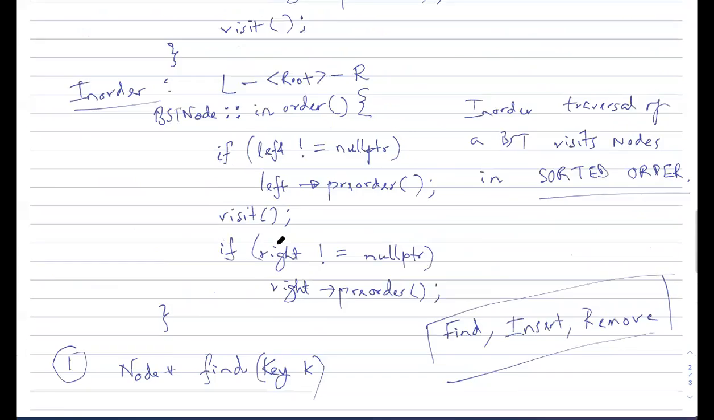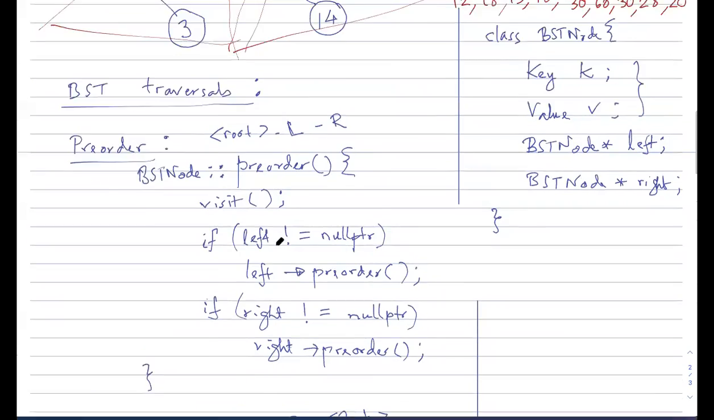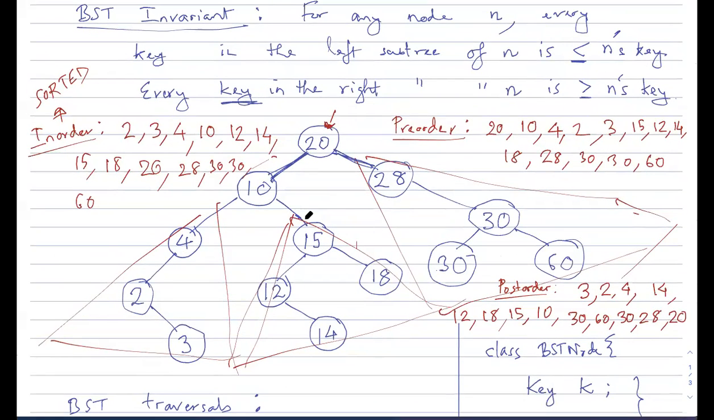How do you find something in a binary search tree? Finding is very, very straightforward. So suppose I'm looking for 15. What would I do? Because of the property that for any node, every key in the left subtree is less than the key of n, and every key in the right subtree is greater than n's key, find is just going to exploit that property.